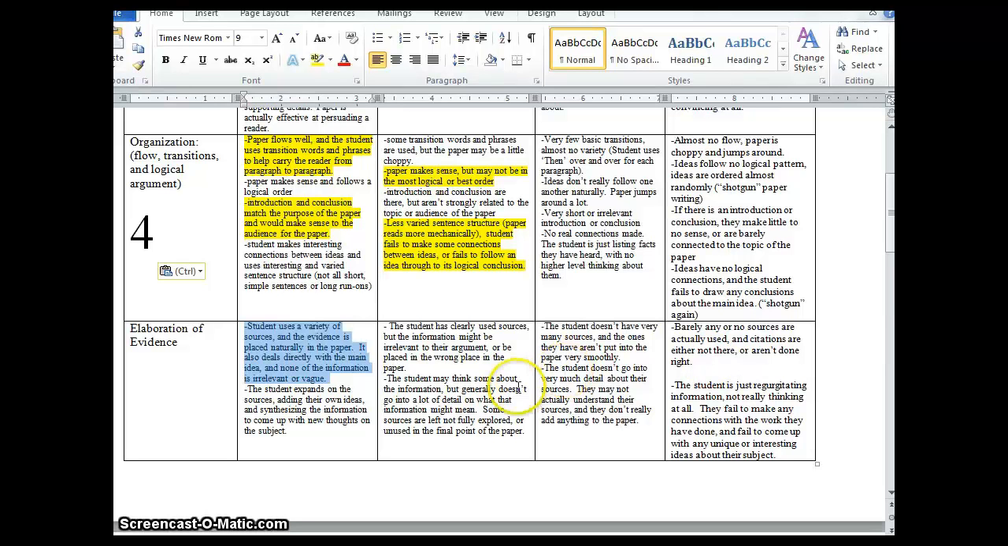The next part is pretty important for this one. The student expands on the sources. We'll go ahead and give that a 5 up there. The student expands on the sources, adding their own ideas and synthesizing the information to come up with new thoughts on the subject. So when they look at the evidence, they need to explain the evidence, and then they need to convert the evidence into their argument. So the idea here is that you're expanding on it, you're coming up with a new idea, and you're putting it into your paper. I'm going to go ahead and expect that everybody's going to get a 5 on that.